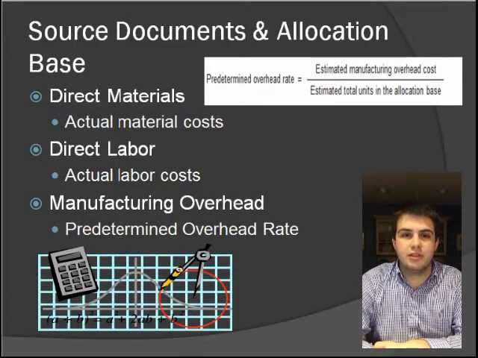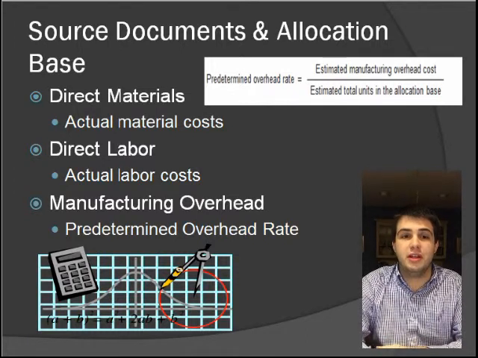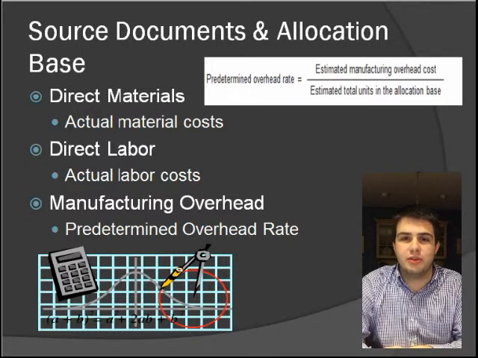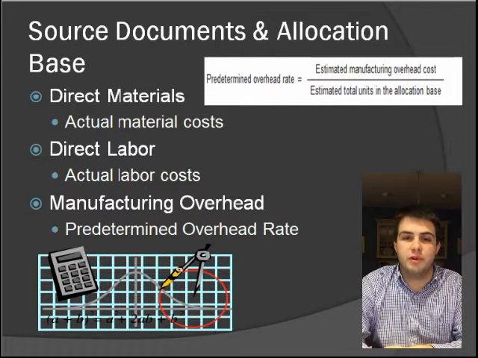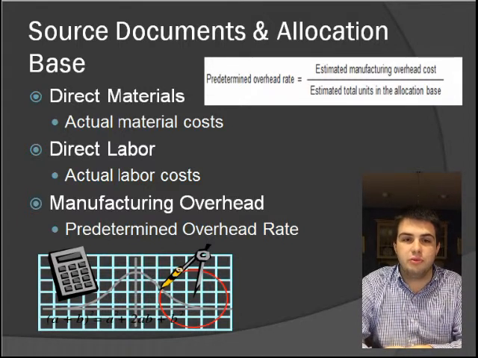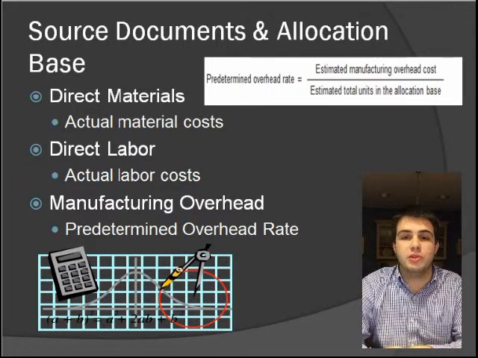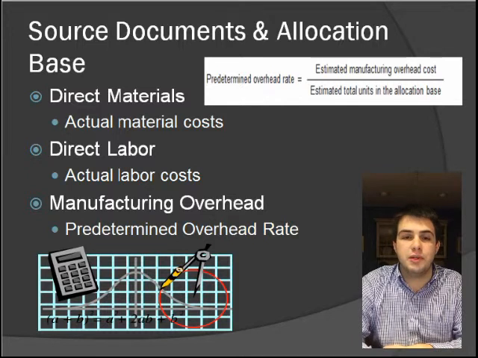Our first topic of discussion is source documentation. These items are used to obtain necessary information for job order costing. For direct materials, the actual material cost can be found in the material order form. For direct labor, information is received from the actual labor cost, which can be obtained through a time card or sheet. Manufacturing overhead is a bit more difficult.